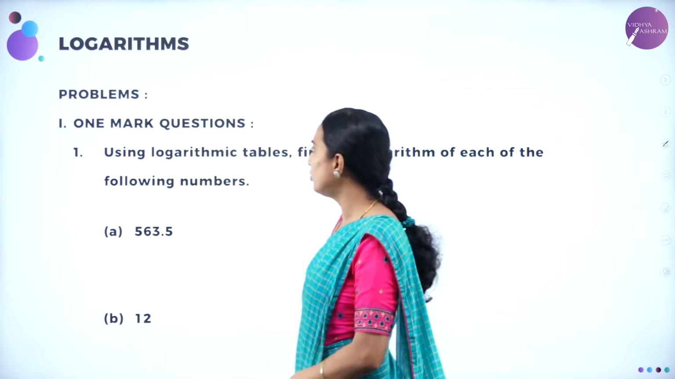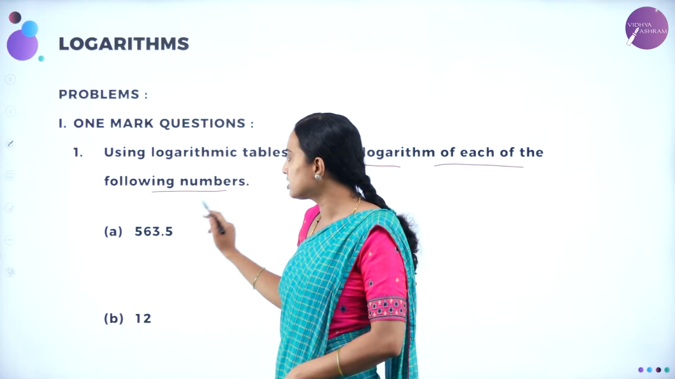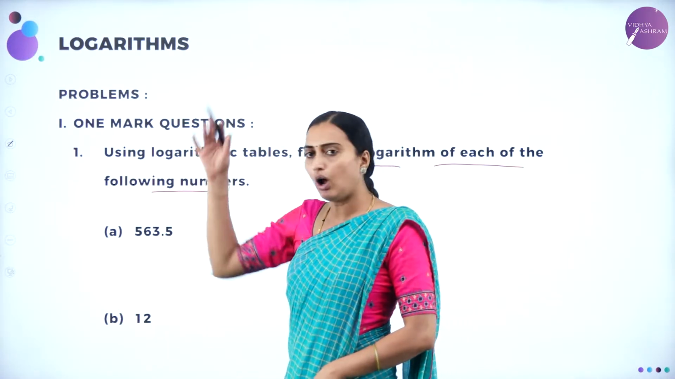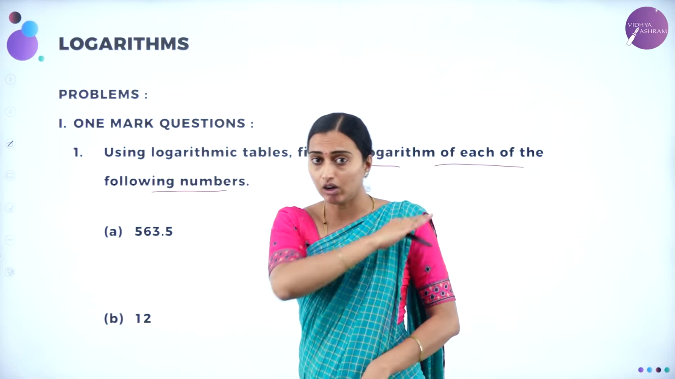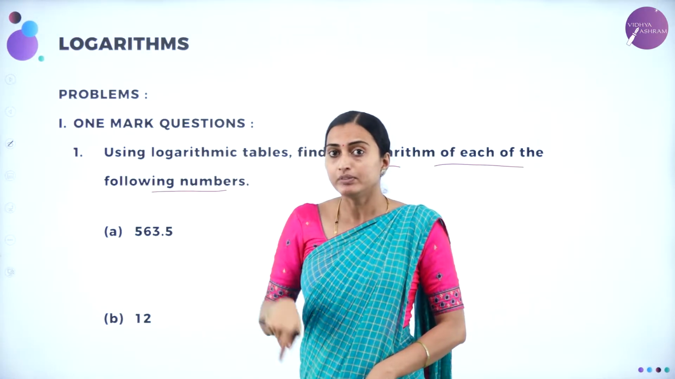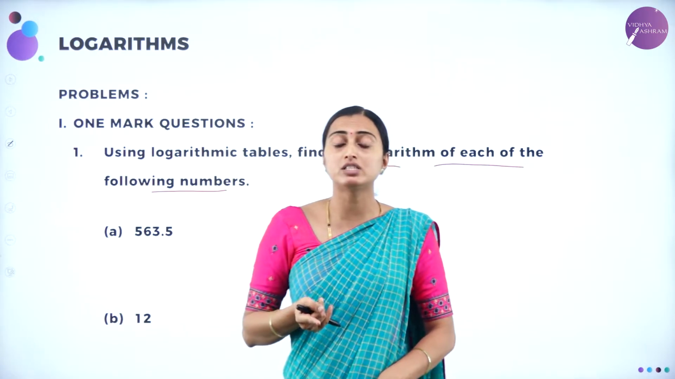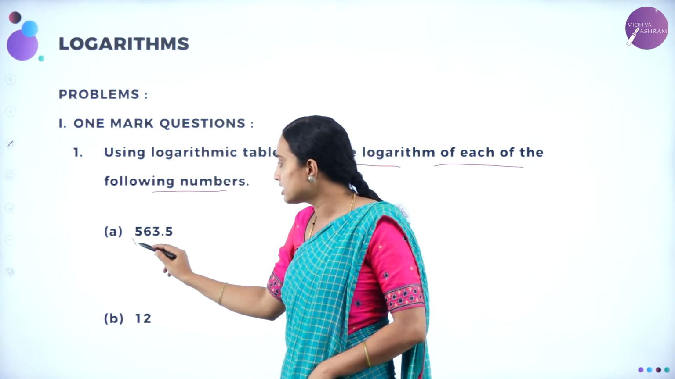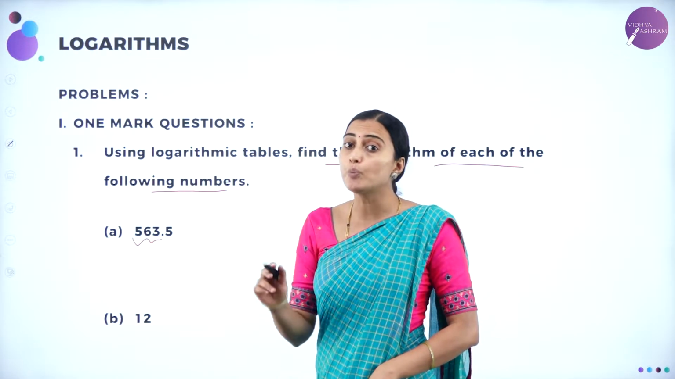First they have asked: using the logarithmic table, find the logarithm of each of the following numbers. One is 563.5. How to find it? First in the logarithmic table you move to the row of 56, correct, and then you look at the third column. In that column you see the mean difference, which will be the 5th one, and you add that. Then how many digits are there before the decimal point? 3 digits. The answer will come as 2 point something, isn't it?